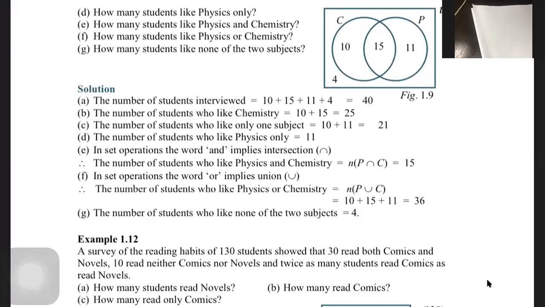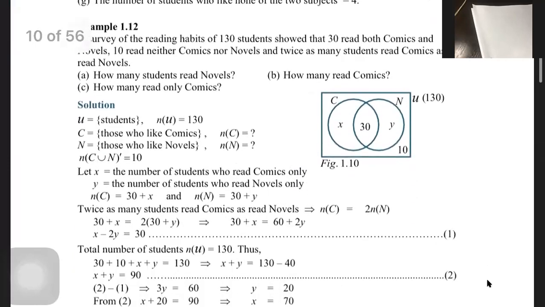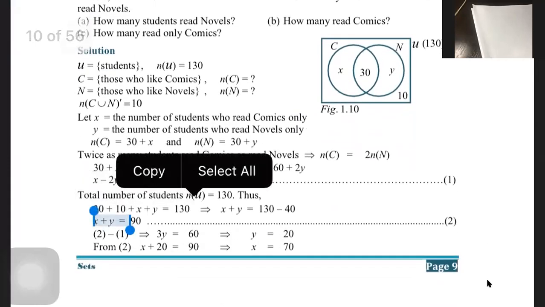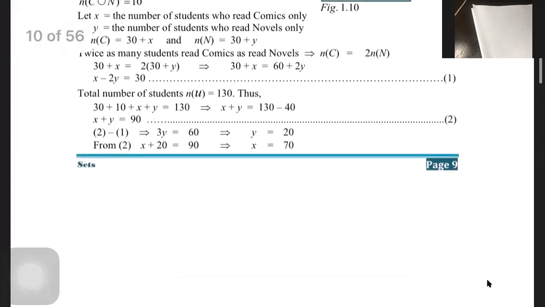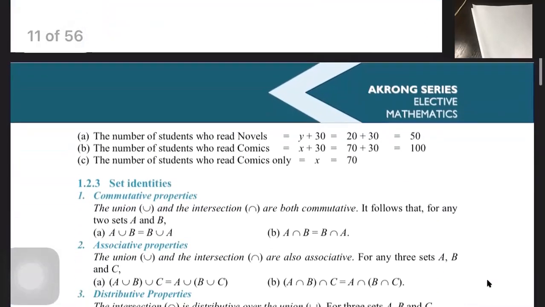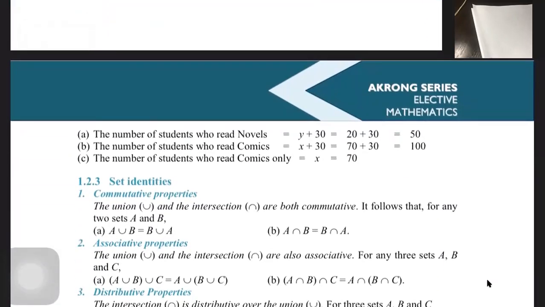Sir, so how is it? I got x to be 70 and y to be 20. Yes. Good. So x is 70 and y is 20. Good. Very, very tricky question. Highly examinable.